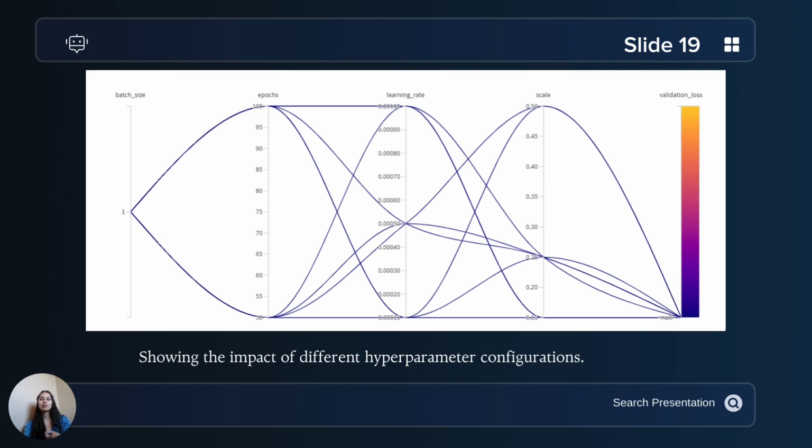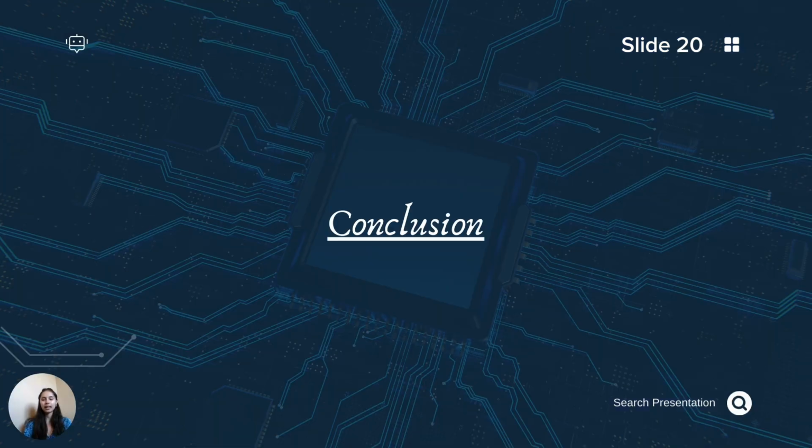The next parallel plot shows the relationship between the hyperparameters and validation loss. Each line represents an experiment with different settings for batch size, epochs, learning rate, and scale. The color gradient signifies validation loss, with cooler colors indicating lower loss values. By focusing on these cooler lines, we can identify the best hyperparameter combinations for our model. Together, these charts provide a comprehensive view of our model's performance, allowing us to fine-tune it efficiently.